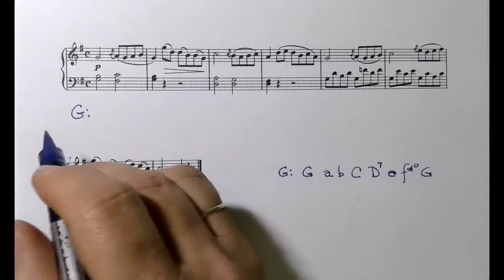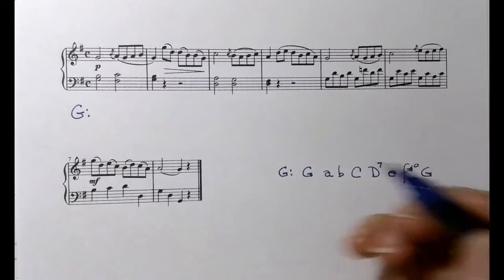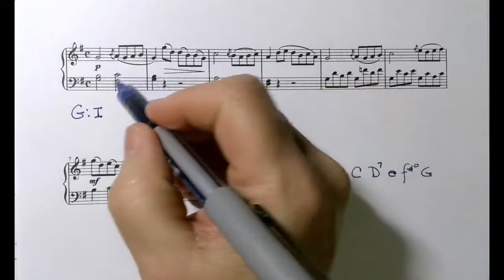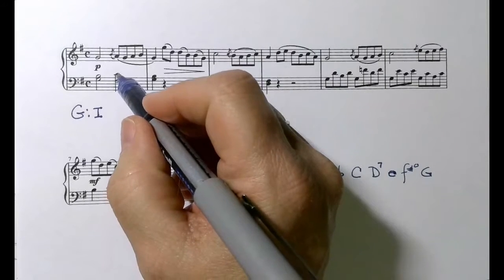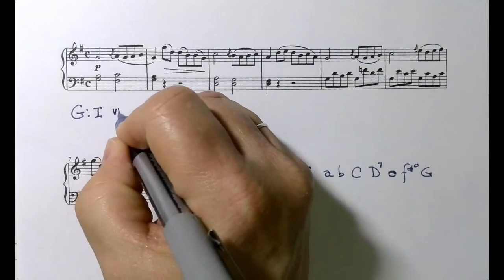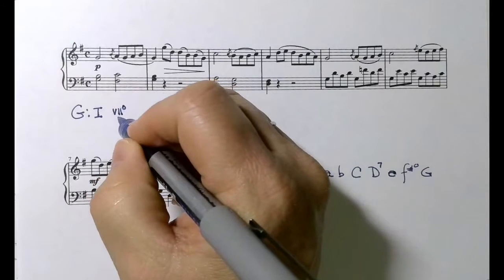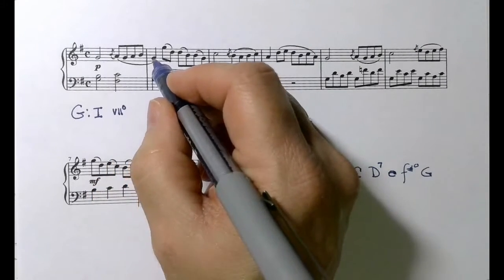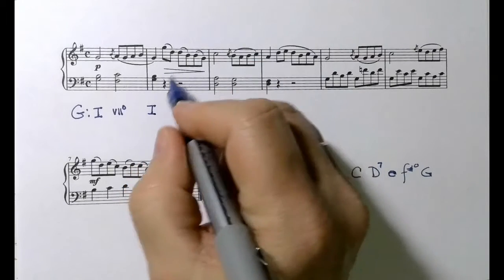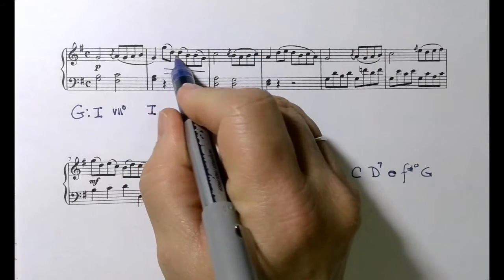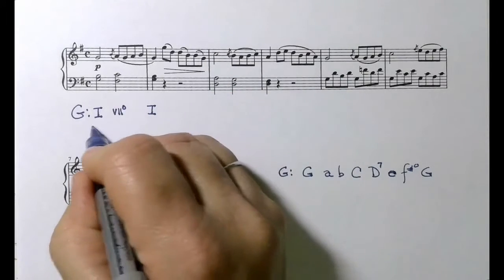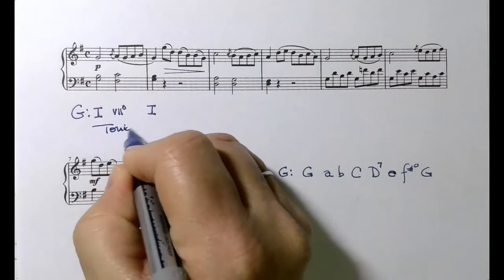Okay, so we need to analyze the harmonies. 1 chord, implied enough. F sharp, C, and A. This is our 7 diminished, not in first inversion. Not to worry about that. Back to tonic. And the rest of the measure articulates a descending tonic arpeggio. So this is a tonic prolongation.